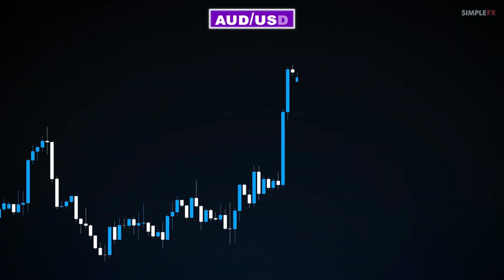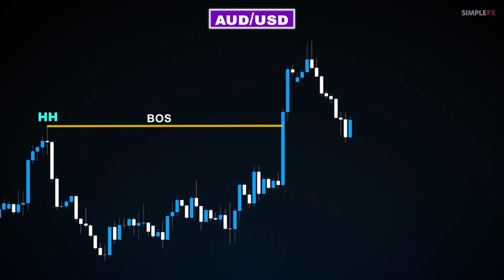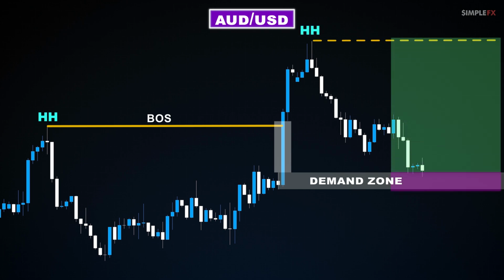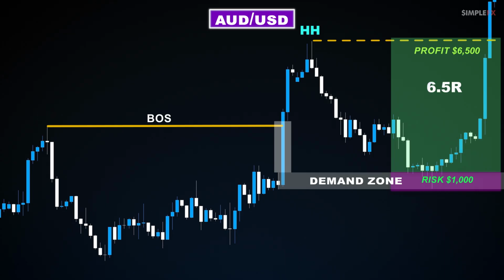Now let's move to the 4-hour chart on AUD/USD. And yes, the pattern shows up again. Price makes a higher high, leaves a gap, and creates a demand zone just below it. Same setup. Buy from demand. Aim for the swing high. But this time, it's faster. The move finishes in just a few days and gives a 6.5R return. That's $6,500 for every $1,000 risked. This is the kind of move swing traders love. Quick and rewarding.